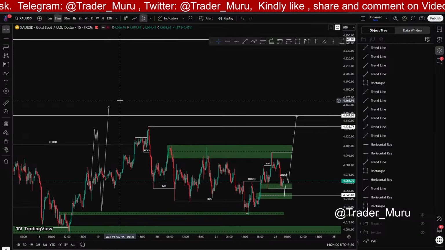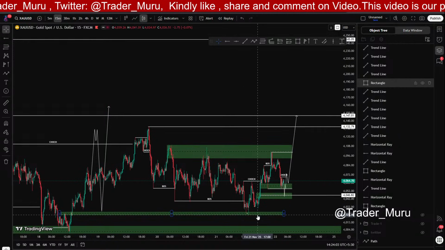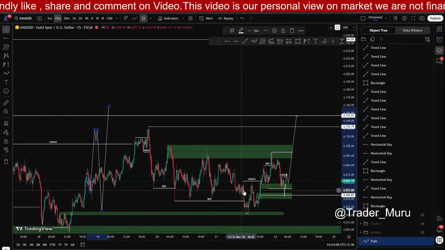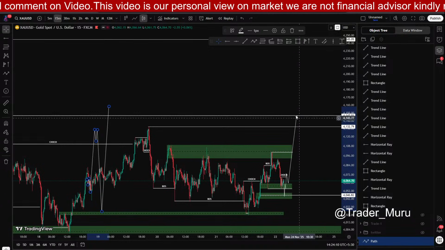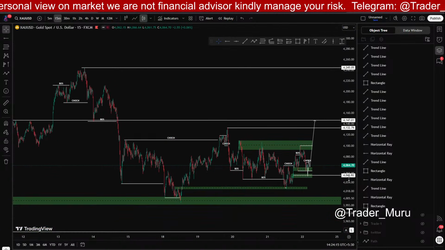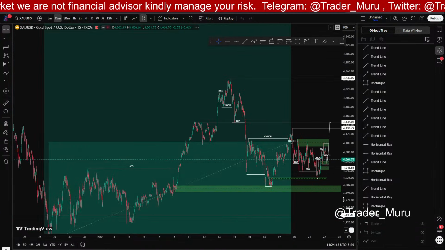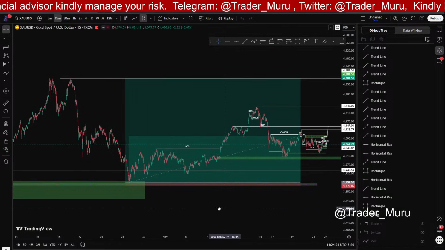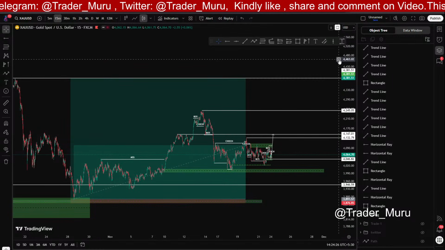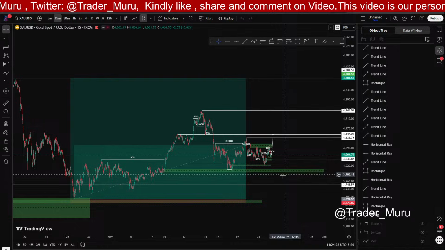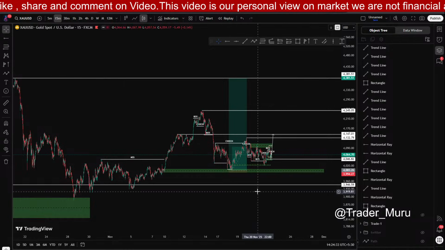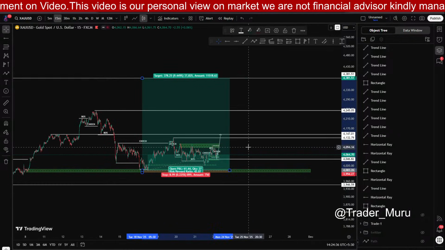So I'm still expecting this move will happen from here. It has already started, and I'm willing to enter here for the long opportunity for the target of 4147. Though I am already in swing trade from here, this is my swing entry, and I'm still expecting price to test and create a new ATH near about 4381. And in my VIP group, we are still in long from this zone here.